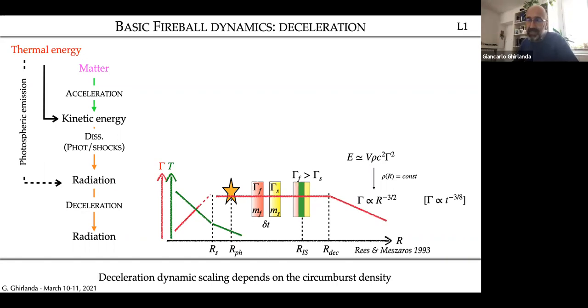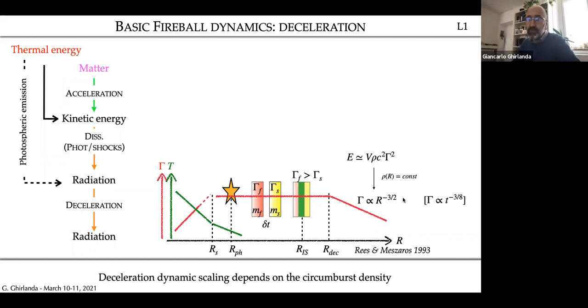The scaling relation, which is that of a relativistic blast wave, can be simply derived by equating the internal energy of the blast wave, which is E, to the relativistic energy of the interstellar medium, where in the term rho we encode the property of the interstellar medium. In the case of an interstellar medium with a constant density, since the expansion of the outflow is adiabatic, gamma scales as the radius, the distance from the central engine, again as before, to the -3/2.